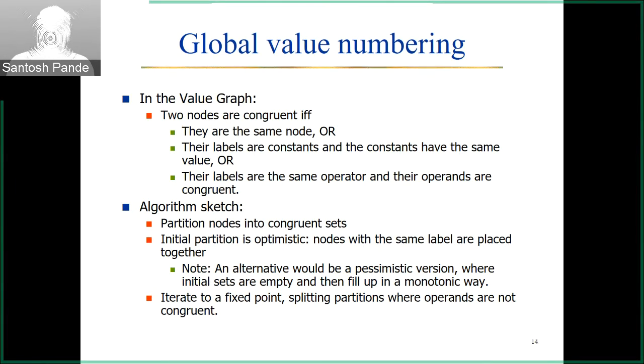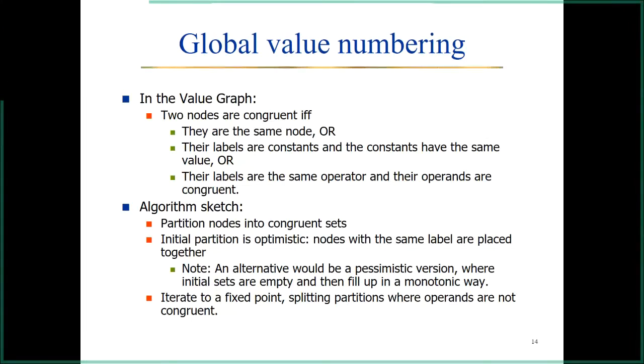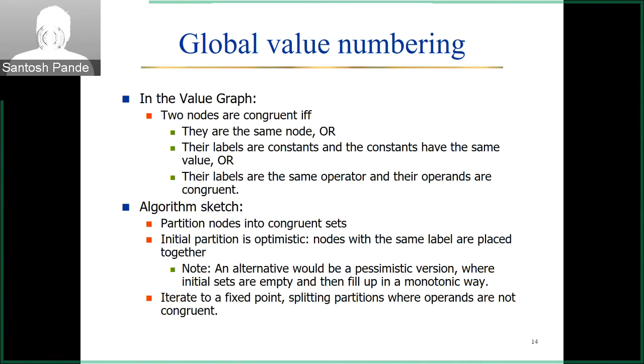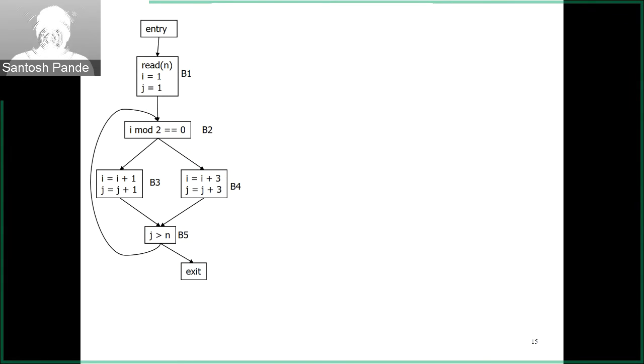So starting with the optimistic partition, what we do is we'll iterate to a fixed point, splitting partitions when the operands are proved to be non-congruent. Okay, and we can do this in any order and propagate it, and when there is no change, we can stop it. So here is an example of an original flow graph, with deliberately introduced redundancy.